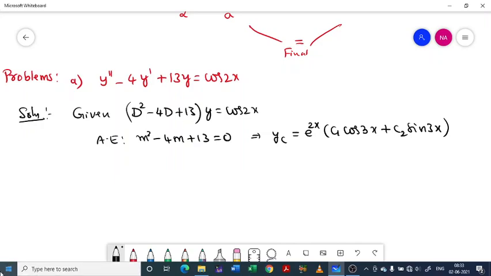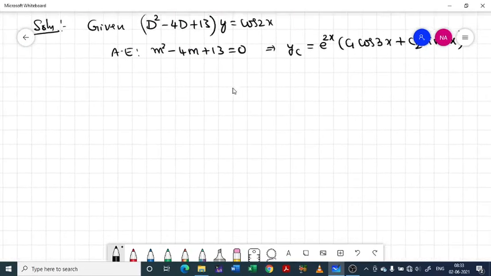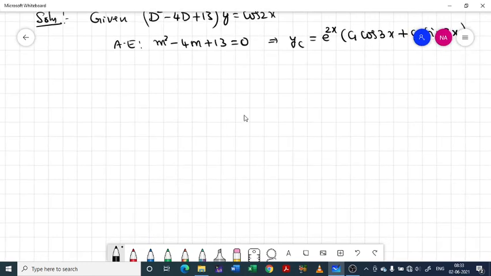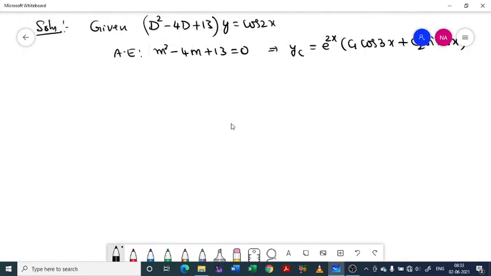I am not going to solve this just to save the time, and I think you are all familiar with solving equations of degree 2 or 3, at most 4. Now to find yp, yp equal to phi of x divided by f of d.